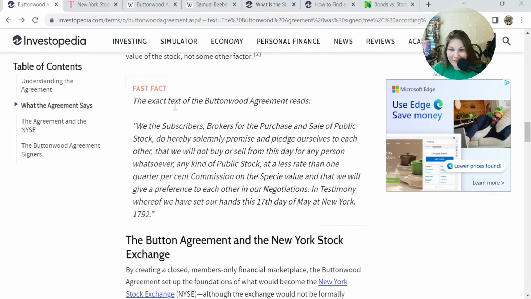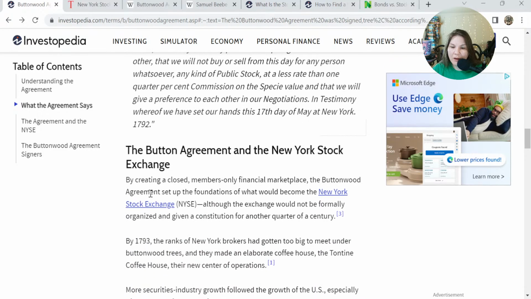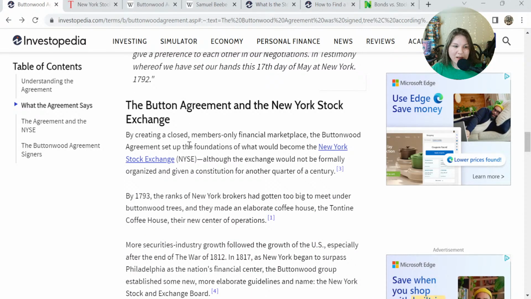So, the exact text of the Buttonwood Agreement reads, we, the subscribers, brokers for the purchase and the sale of public stock, do hereby solemnly promise and pledge ourselves to each other that we will not buy or sell from this day for any person whatsoever any kind of public stock at a less rate than 0.25% commission on the specie value, and that we will give a preference to each other in our negotiations. In testimony whereof we have set our hands the 17th day of May at New York, 1792. So, they made themselves an agreement.